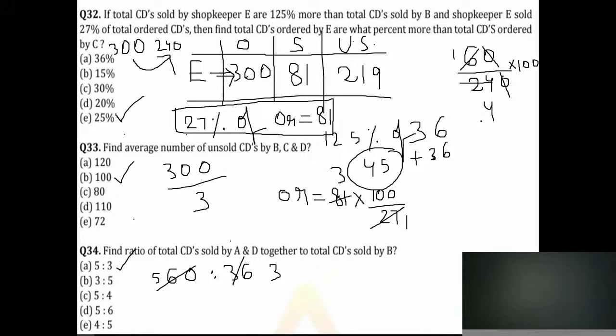So in this question, first we found out how many are sold. After that, from the sold we found how many are ordered. From ordered, we found how many are unsold.